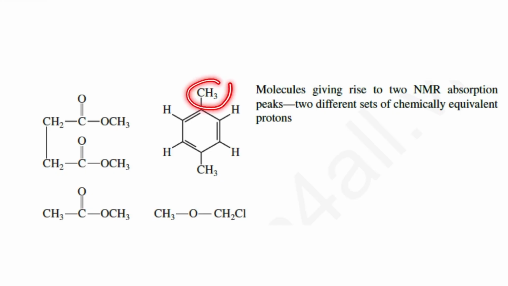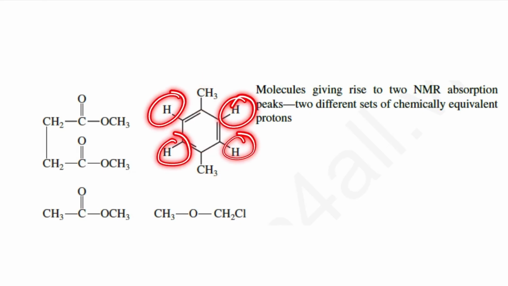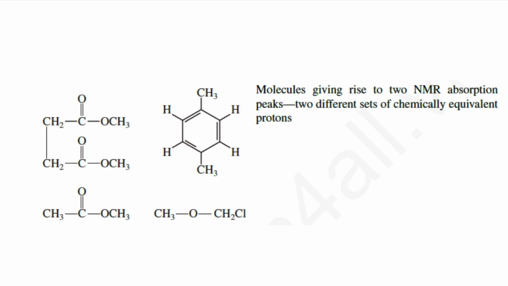If we see here, these two methyl groups will both give a single peak, whereas these four protons will give a different chemical shift value peak, but all these four protons will appear in the same peak. Similarly, these two methyl groups will appear in the same peak. Similarly, these two methyl groups will give one peak, and these two methylene group protons will give another peak.